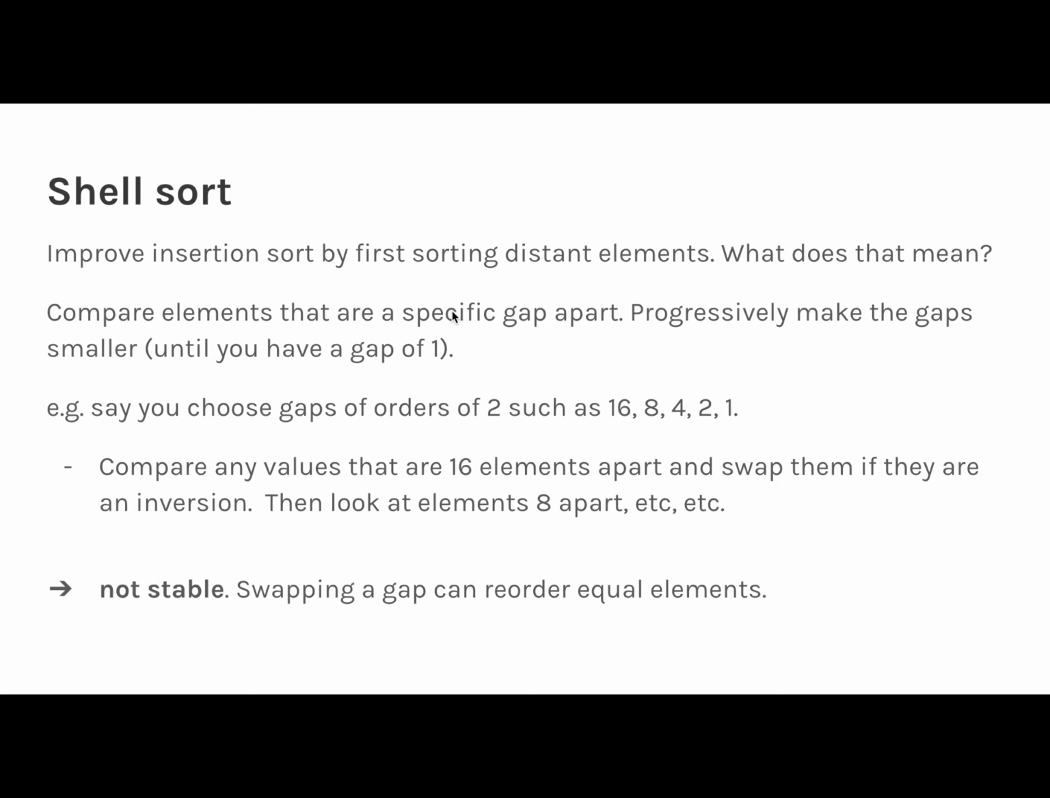And under some cases, this can be faster because it sorts some out-of-order elements that are far apart faster than insertion sort would. There is a proof in the notes as to why, if you choose gaps that are powers of 2, you can get n to the 3 halves runtime, but you don't actually have to know why that's the case. And this is not stable because swapping a gap can definitely reorder equal elements.